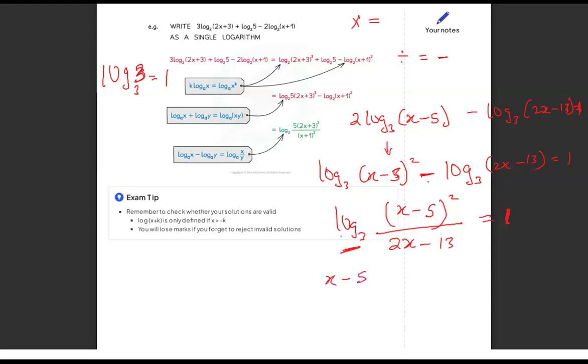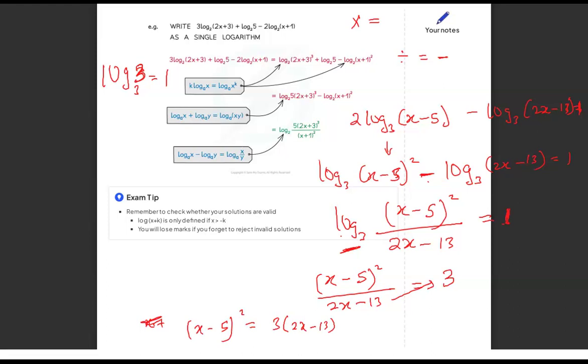There's no point expanding that yet. So you can just put x minus 5 all squared over 2x minus 13 equals 3. Because if you take the log from both sides, this one is going to be 3. Then you cross multiply. You multiply this by this. That gives you x minus 5 all squared equals 3 times 2x minus 13.